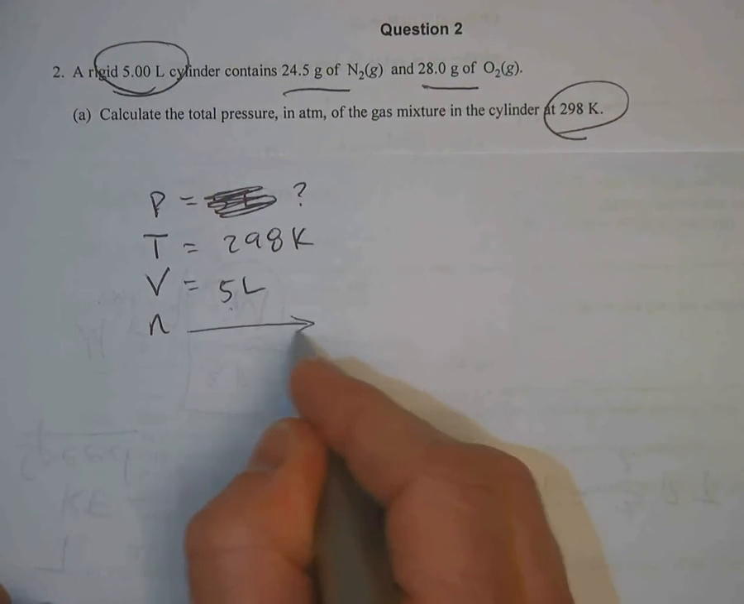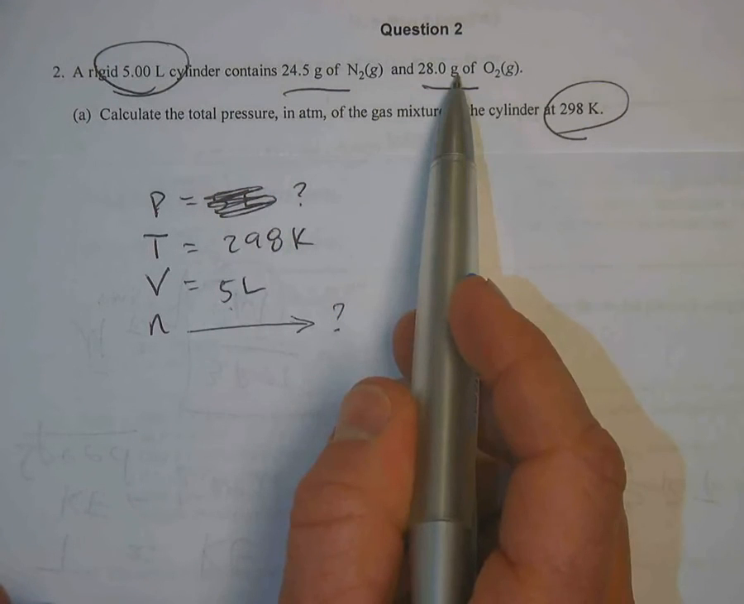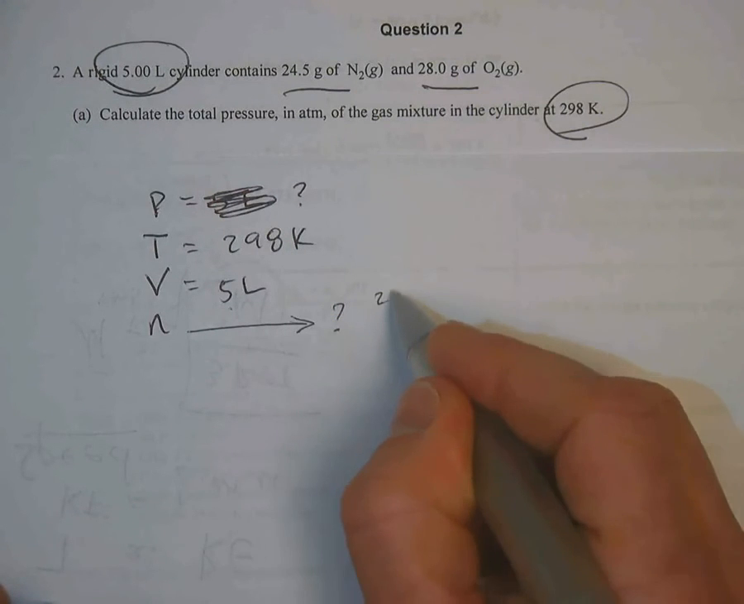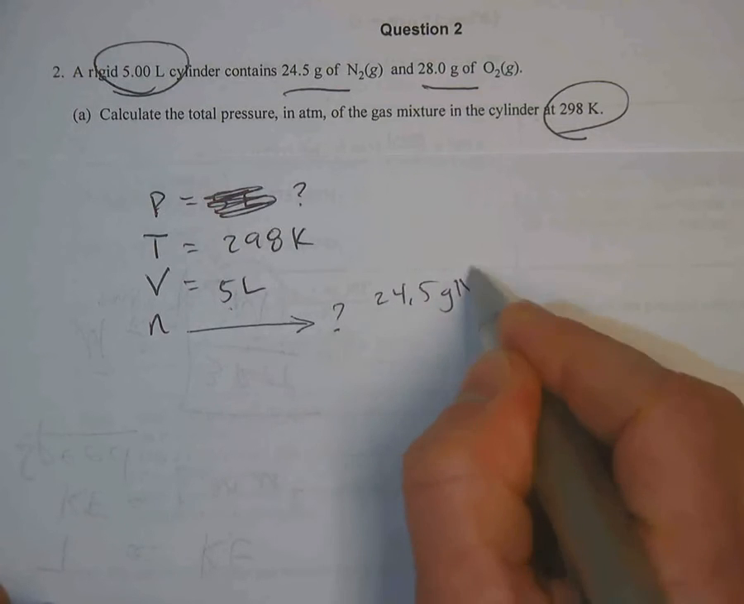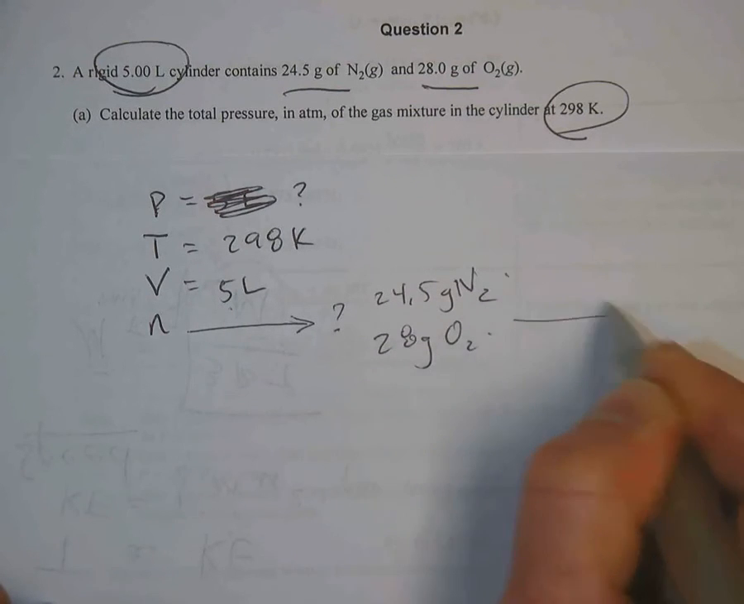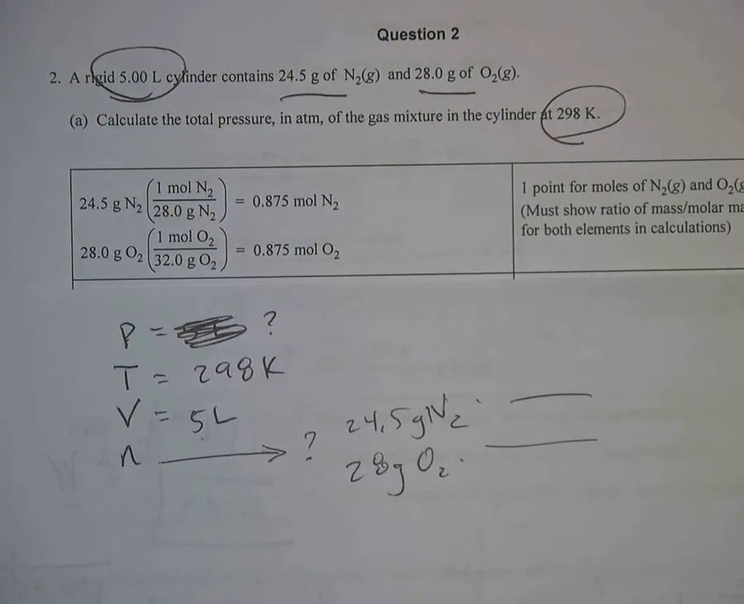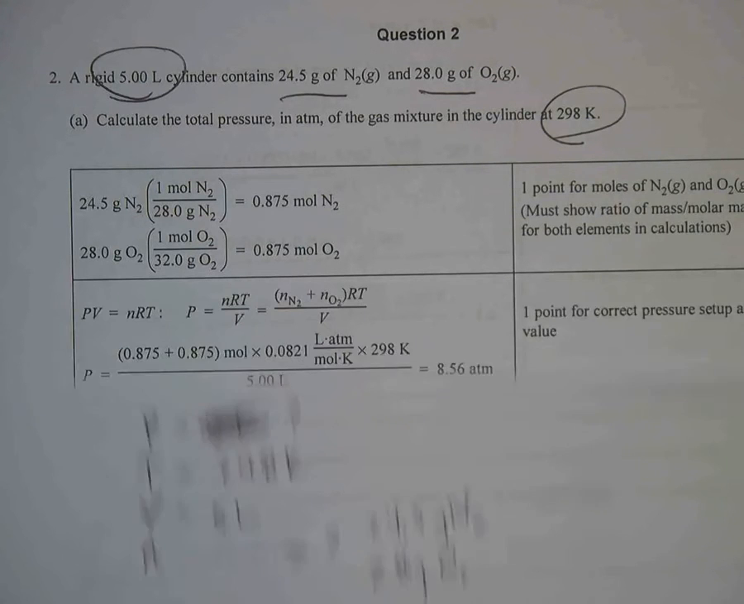And number of moles. Ooh, do I know the number of moles of gas in there? Does it tell me number of moles? No, but it tells me there are 24.5 grams of nitrogen and that there are 28 grams of oxygen. Guess what I could find from that? Yeah, you guessed it, I could find the moles. So convert to moles of nitrogen and moles of oxygen. Turns out I have the same number of moles, 0.875.